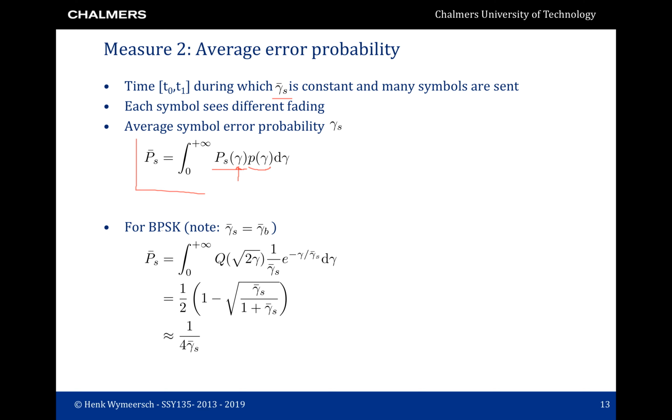As a specific example, for DPSK, binary phase shift keying, the average error probability is here the error probability for a certain SNR, this is just a Q function, and then multiplied with the density of the SNR, which has as variable gamma and as parameter gamma bar S, the SNR after path loss and shadowing. After some simple math, we can find the following expression, which we can simplify approximately as follows. So the average error probability decreases as 1/4 over the SNR.